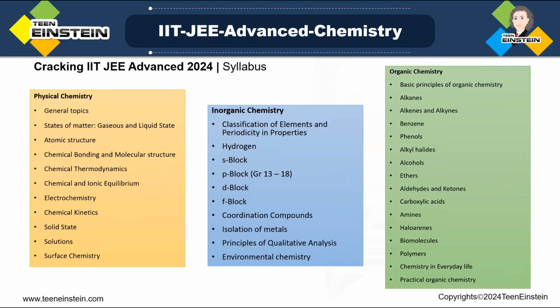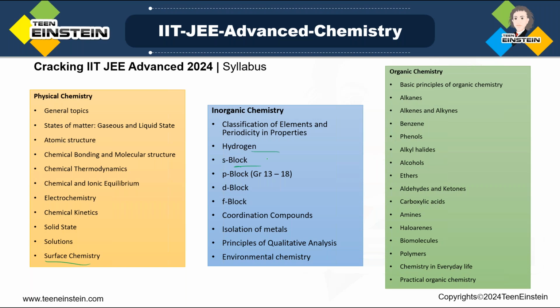Now the syllabus is vast compared to JEE Main and NEET, where some chapters are deleted. But if you see the syllabus of JEE Advanced, those chapters are still there. For example, surface chemistry is still there. S block is still there. These are not deleted, unlike in those other exams. That means it is more vast compared to that one.